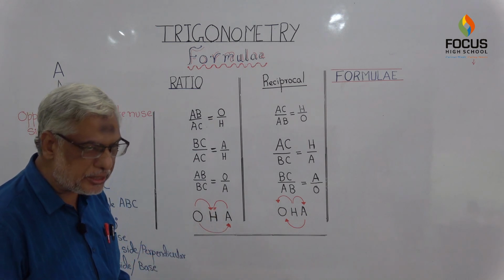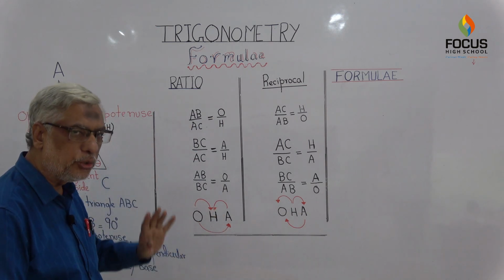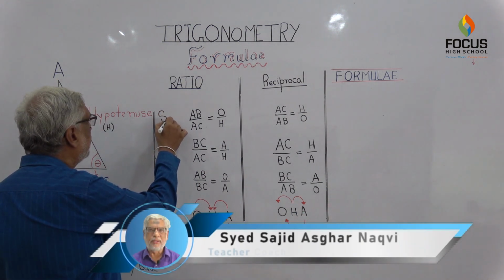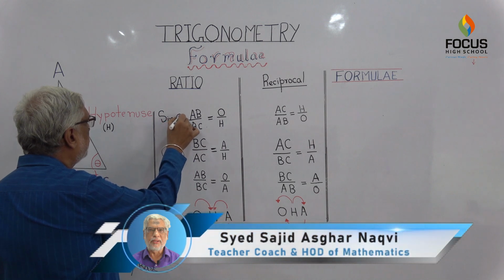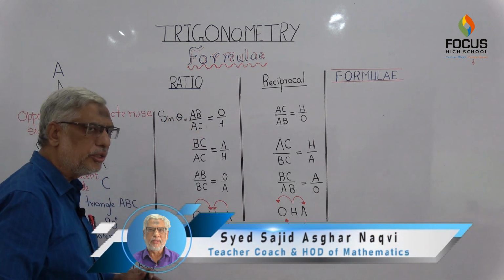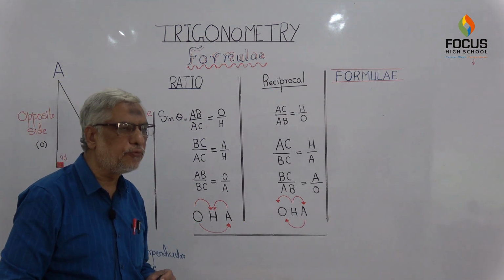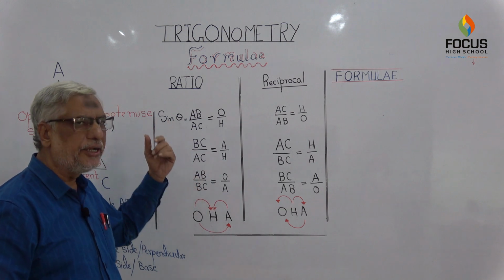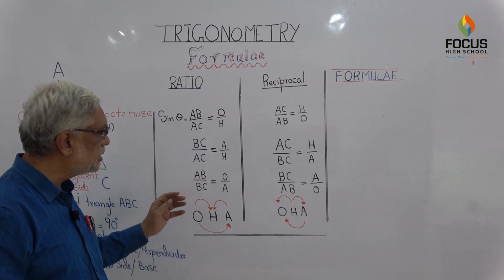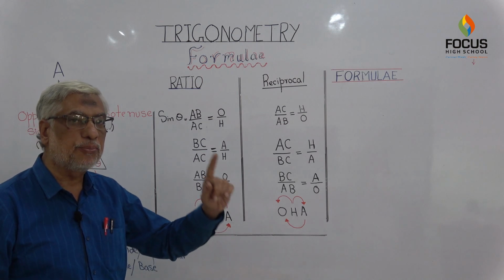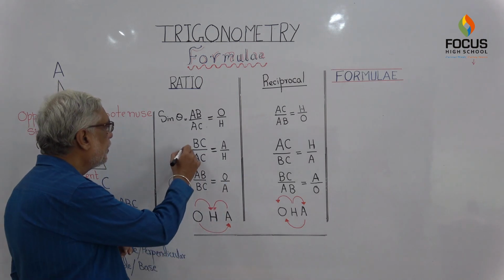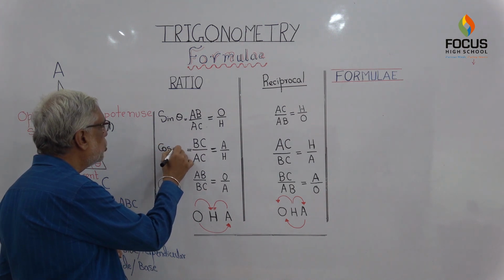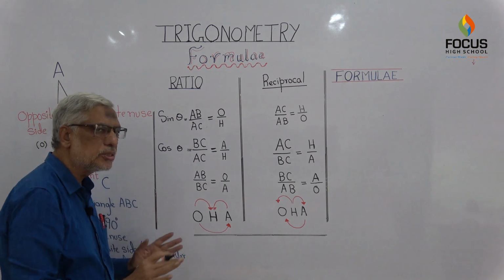The first name that has been given for opposite upon hypotenuse, we call it the sine of the angle theta, sine theta. Actually the full name, if I write it in full, is SINE, sine of the angle theta. In short we call it sine theta. And the second ratio, which is adjacent upon the hypotenuse, is the cosine of the angle theta, short form cos theta.